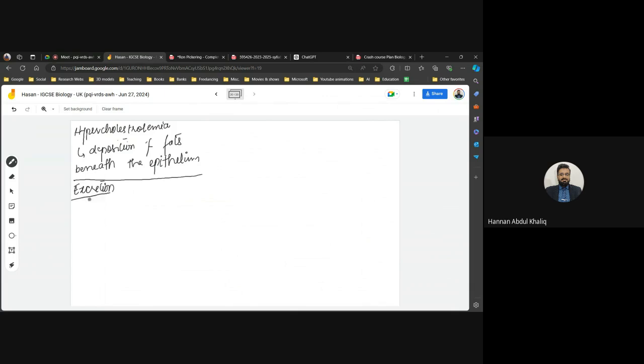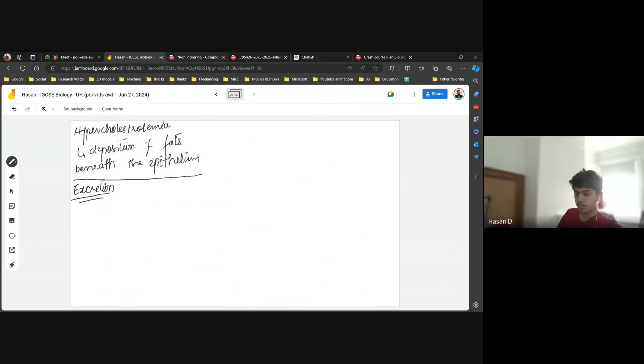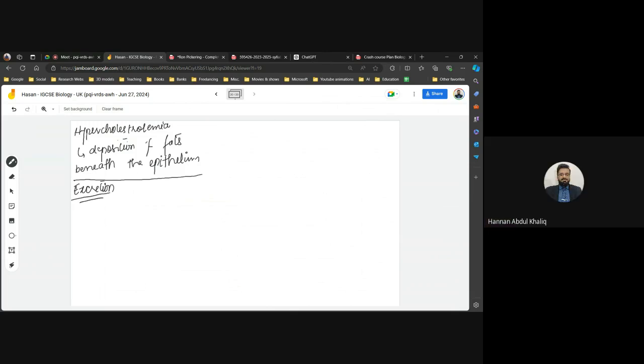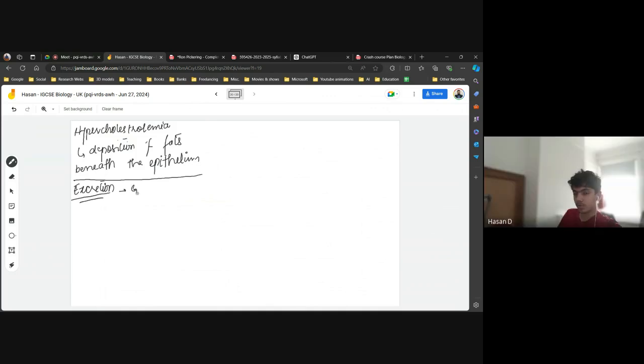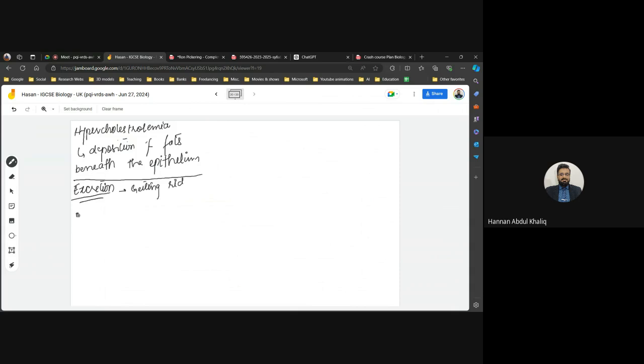Okay, what do you know about this chapter? What is excretion? The release of waste. What wastes? Waste from food. First, make it very clear that excretion does not involve food wastes. It only involves getting rid of carbon dioxide and getting rid of urea.